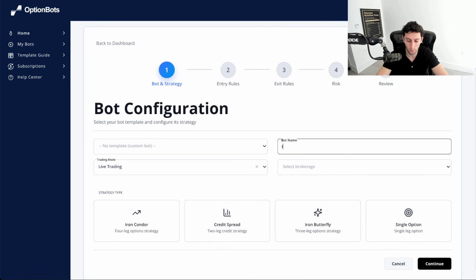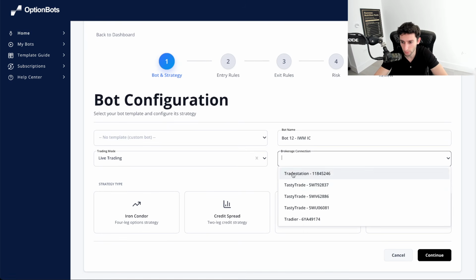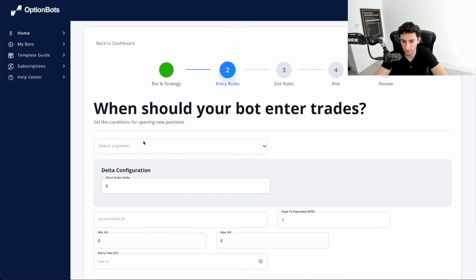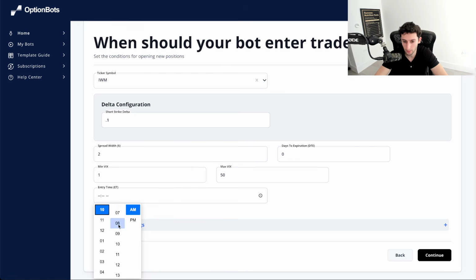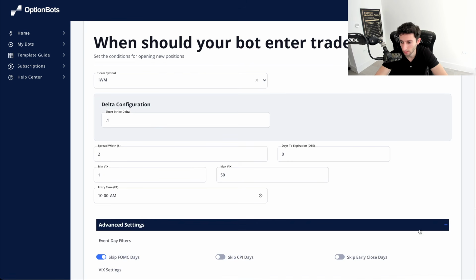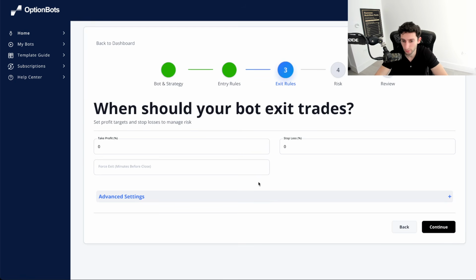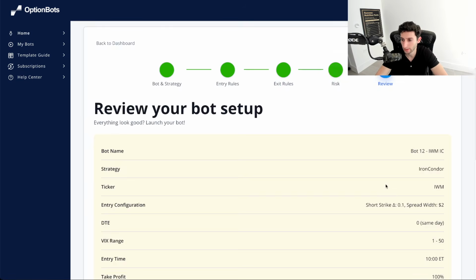So if we go here, we go bot, I think I did it wrong, bot 12, IWM IC. We go Trade Station like this. IWM, we're going to go 0.1 delta, 2 spread width, 0. We can just make this 1 and 50. We're going to go same thing, 10 a.m. like so. Oops. Perfect. We're going to go 100% take profit, 200% stop loss, no exit, 2 contracts, and launch.